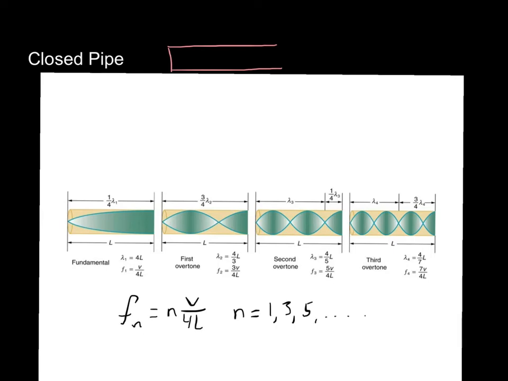That's a very important thing to know with closed pipes. Closed pipes are only odd harmonics. You cannot have an even harmonic in anything that is a closed pipe. Only odd harmonics are possible. So that affects how your instrument sounds.